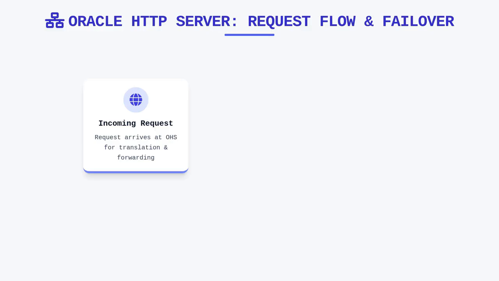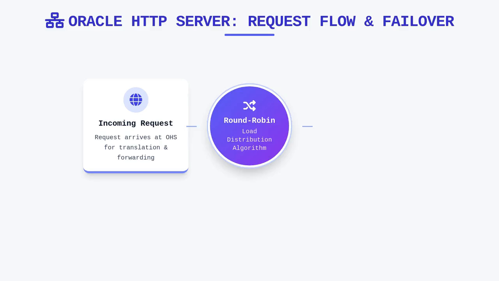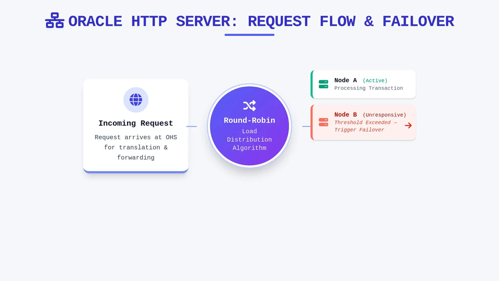When a request arrives at the Oracle HTTP server, it must be translated and forwarded using specific rules that govern request distribution. The standard mechanism here is a round-robin algorithm, which effectively spreads the incoming load across the participating nodes in the cluster. However, it is important to observe how connection failover behaviors initiate when a node becomes unresponsive during a transaction. If one of the managed servers in the cluster fails to respond within the defined threshold, the module attempts to retry the request on another available node.